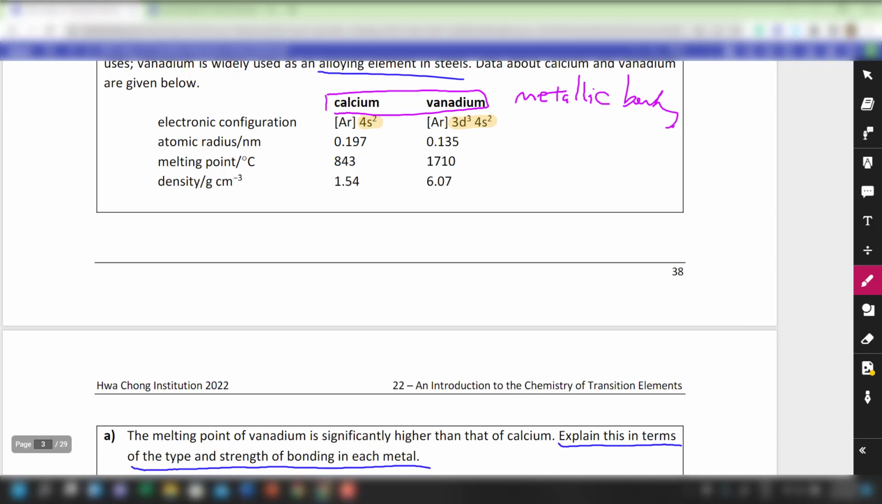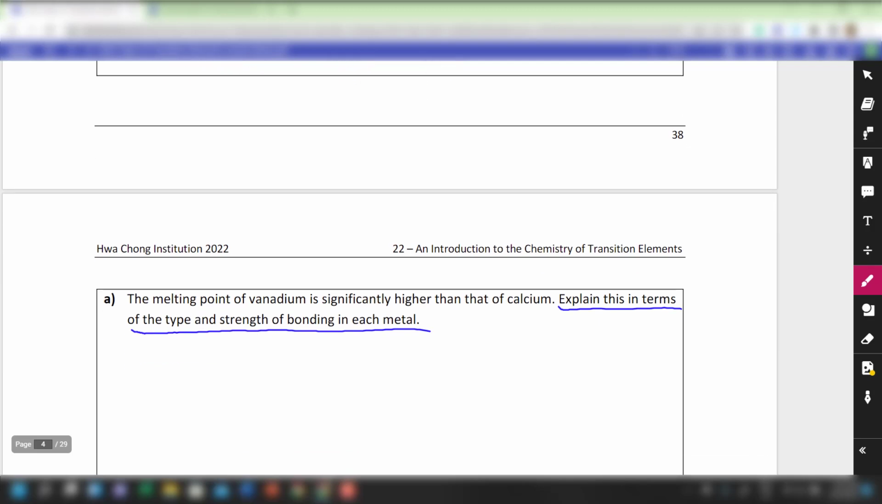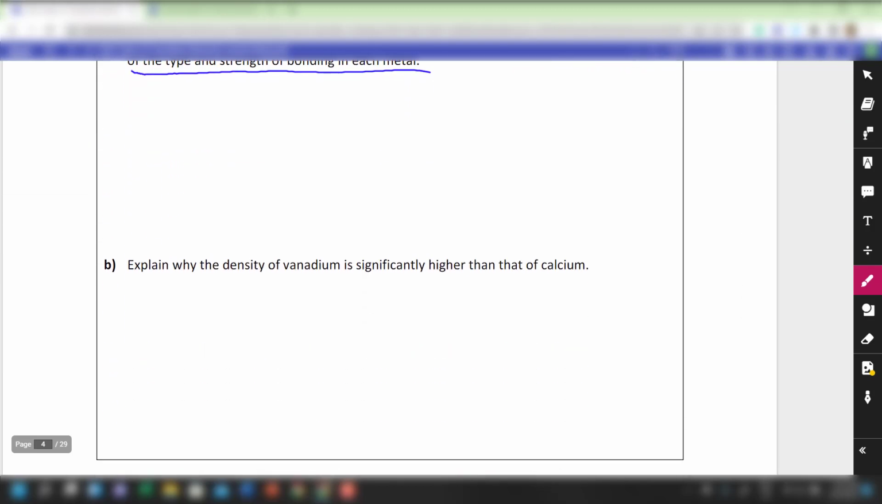So because of that, more energy is required to overcome the metallic bonding within vanadium as compared to that within calcium. So that leads to a higher melting point. So what are the main contributing factors? The number of electrons contributed into the delocalized electrons per atom, as well as the charge and radius of the metal cation which results.